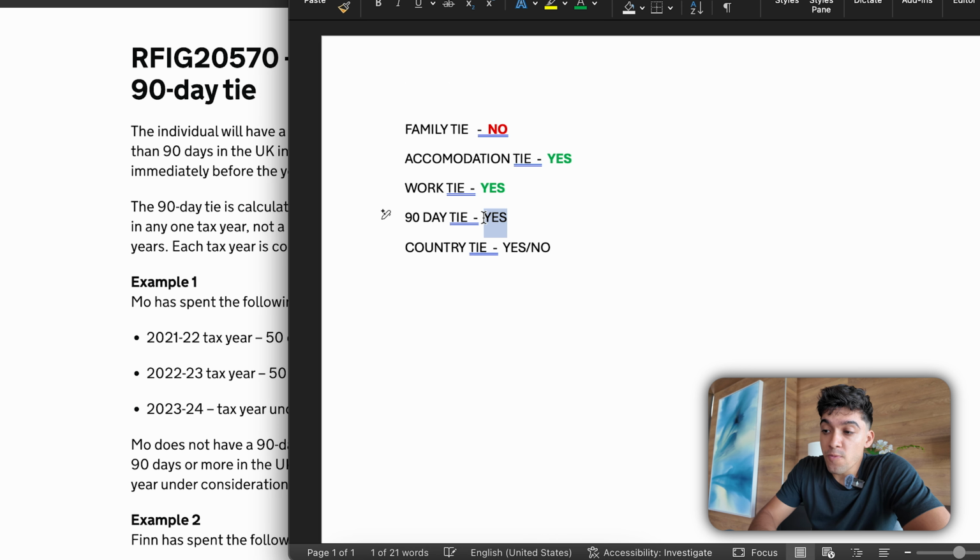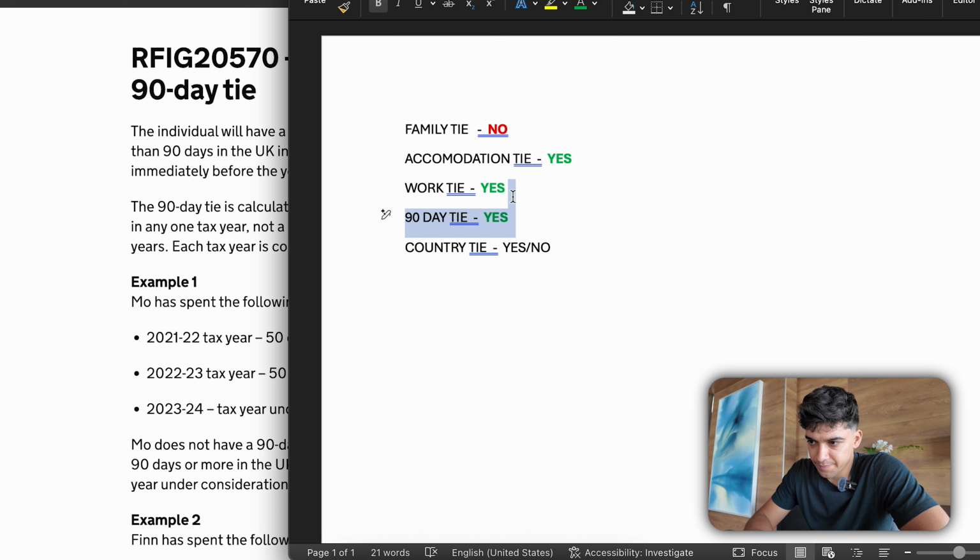This might become a no further along the line, like after a couple of years of spending less than 90 days. At the third year, this becomes a no. So then you can, no problem, spend less than 90 days. But for now, it's a yes.